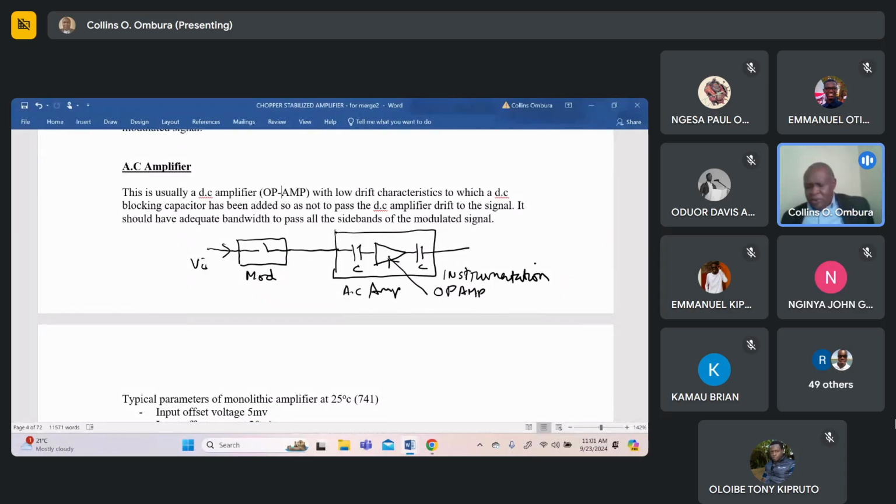Instrumentation op-amps are very low noise op-amps that are usually quite expensive. It's not like your general 741s. But in the labs, you can just use a 741 op-amp.